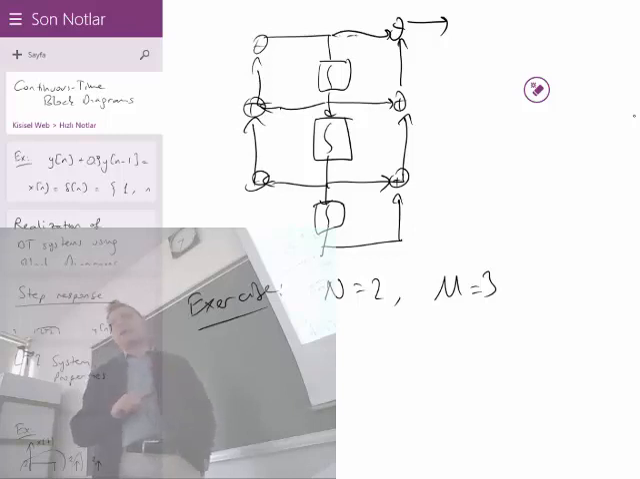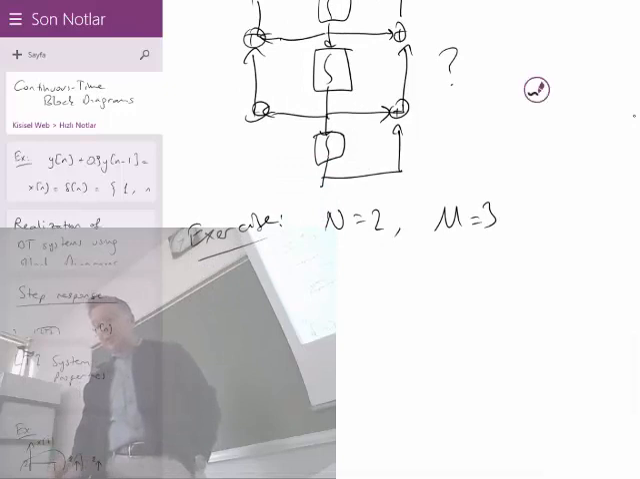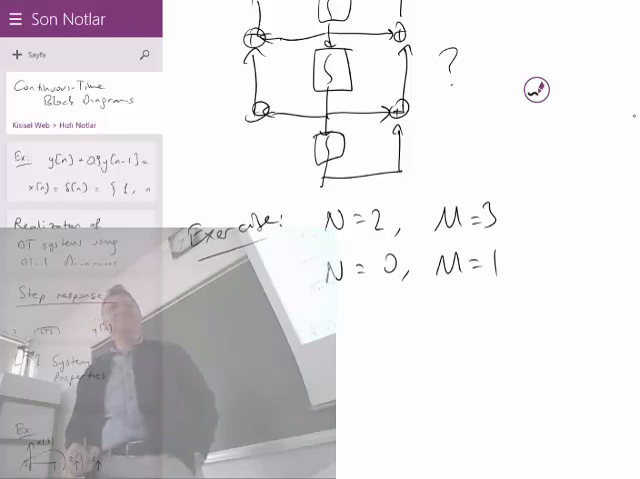Or am I wrong? Or is it something else that I've been missing? That's a question mark. I don't have example questions for these things, but a good exercise to start with this case would be, it wouldn't be n is equal to 2, m is equal to 3, but it would be n is equal to 0, m is equal to 1. That would be a simpler case, I guess. So try to think of these cases if one side is longer than the other one.